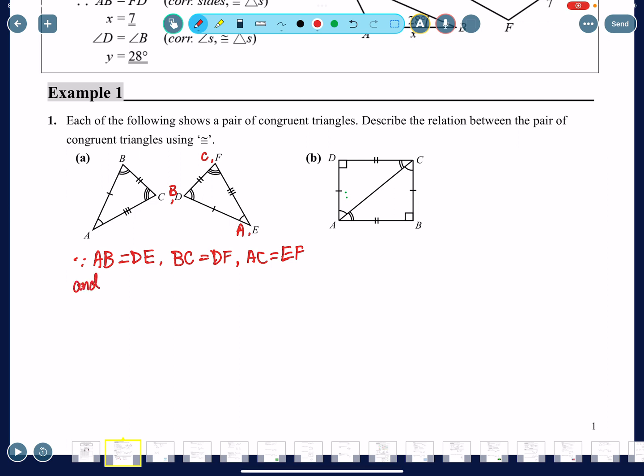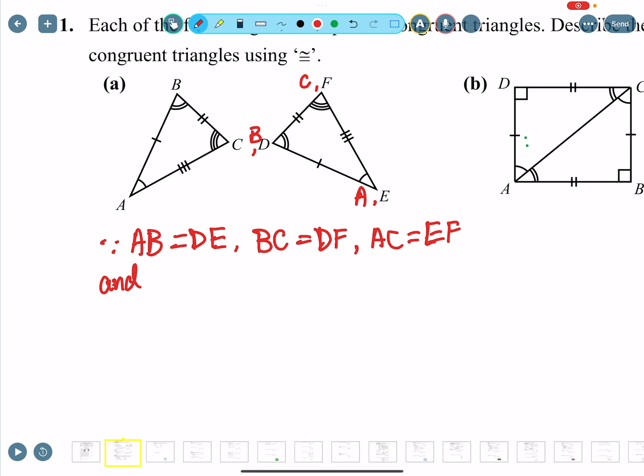And now we handle the angles. So angle BAC equals angle FED, angle ABC, so basically angle B. How we label the angle is like this. We start from the corner until we hit the middle one. The middle letter should have the angle, and then we're going to C. So that's how we call the angle.